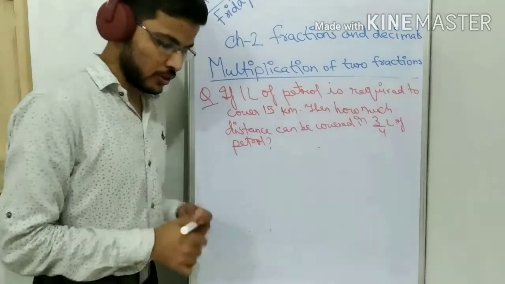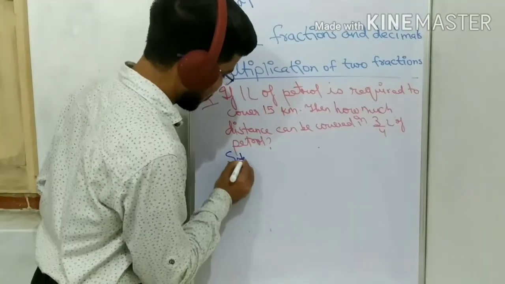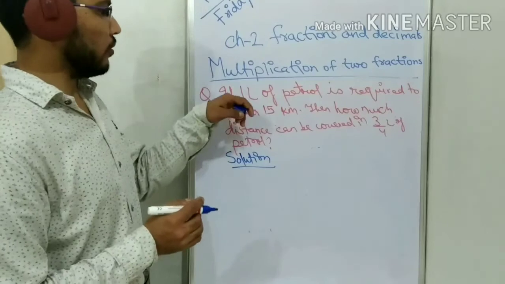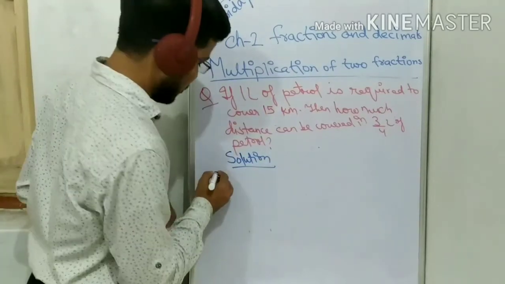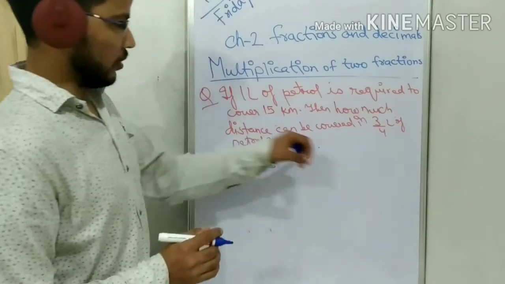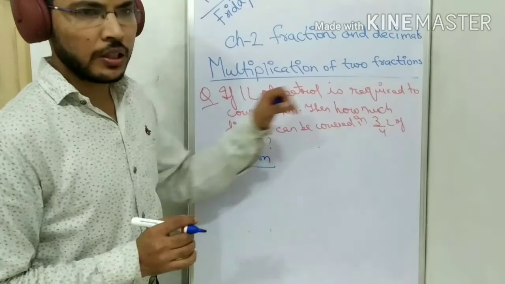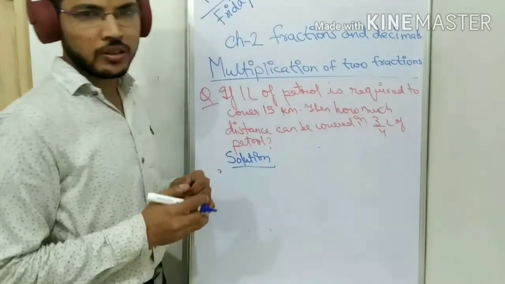So how will we do this? For this, students, first read the question. Try to understand what the question is saying. The question is saying in 1 liter of petrol, we can cover 15 kilometers. So we will write that, and what do we have to find? We have to find the distance. So we put the distance on the right side, so that it is easy for us to calculate.